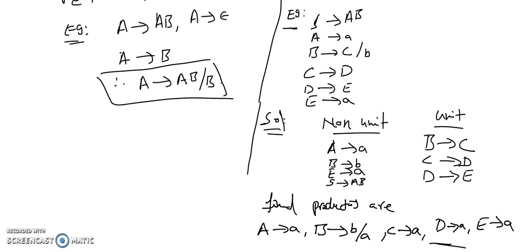So these two are best examples for null and unit productions. If you want more examples, better to see some other textbooks and solve like this only.